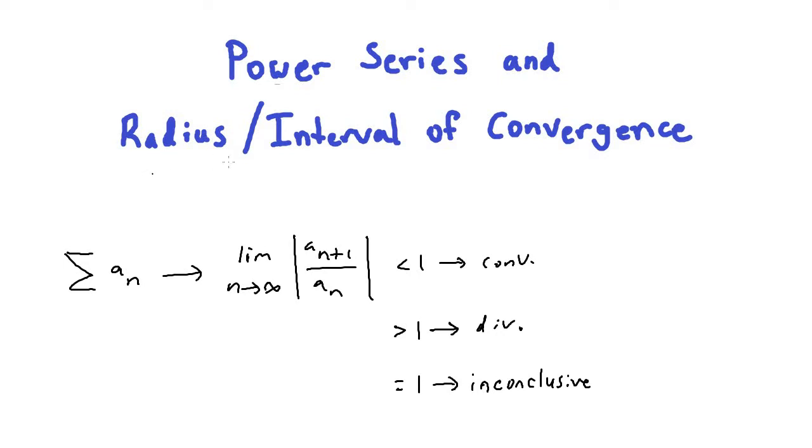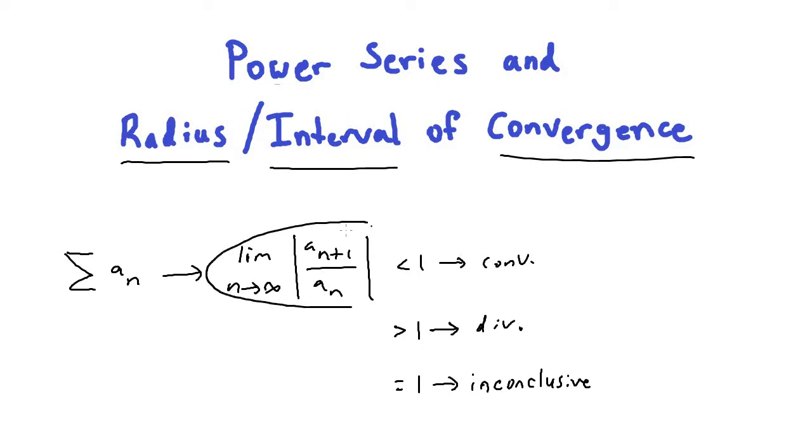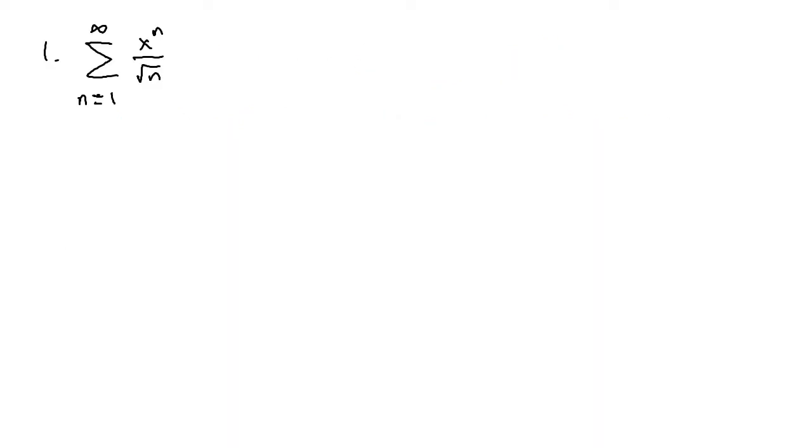But since we're trying to find the radius and interval of convergence, we're basically looking for where the limit is less than 1, because we know at those values it will converge. So let's say for number 1 we have to find the radius and interval of convergence of the infinite series from n equals 1 to infinity of x to the n over square root of n.